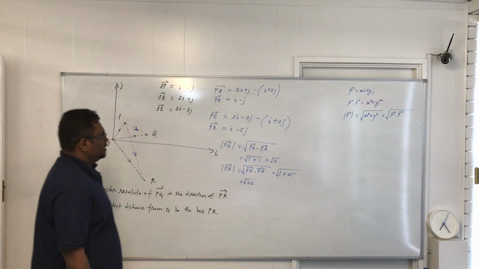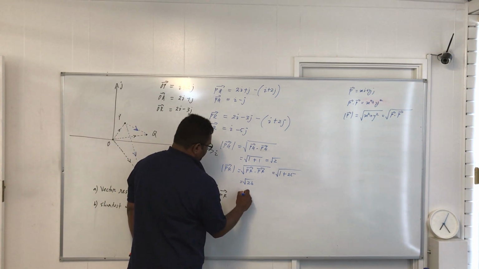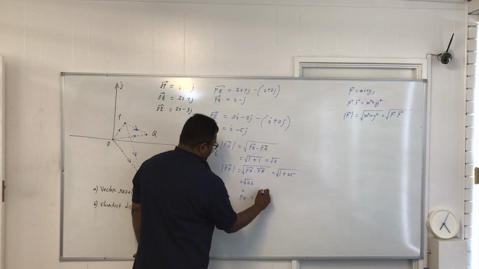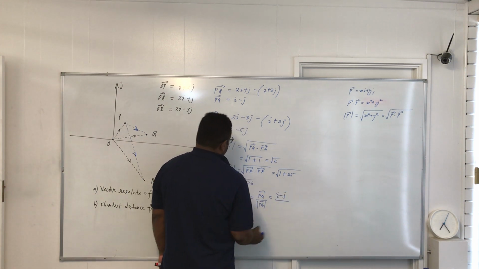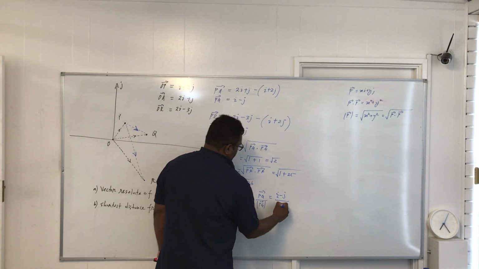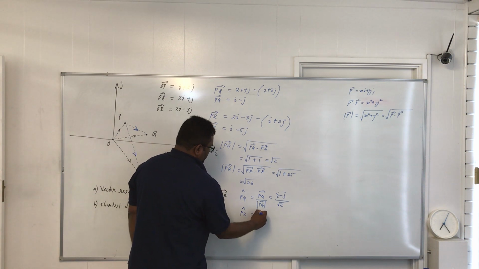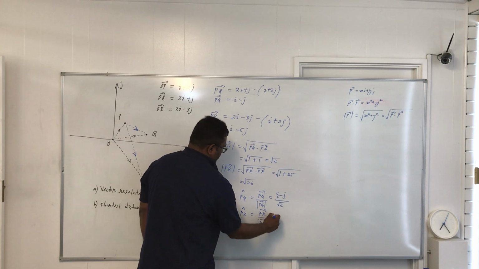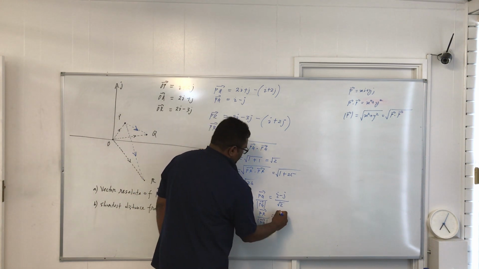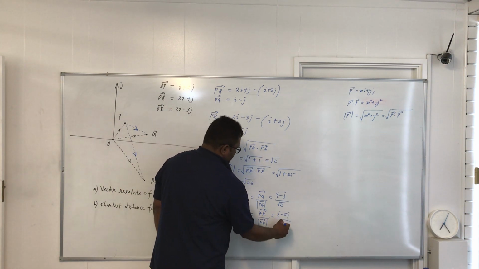Then if you need the PQ unit vector, PQ unit vector is PQ vector divided by PQ vector magnitude. So PQ vector would be i minus j, and PQ magnitude is square root 2. So the PR unit vector is going to be PR vector divided by PR vector magnitude. So PR would be i minus 5j, divided by the square root of 26.